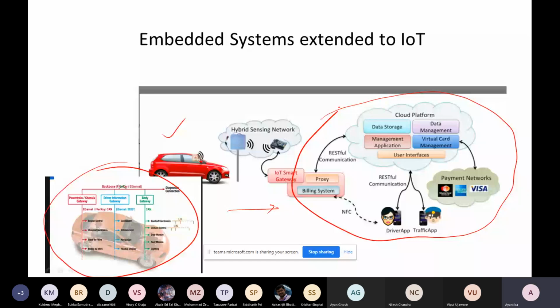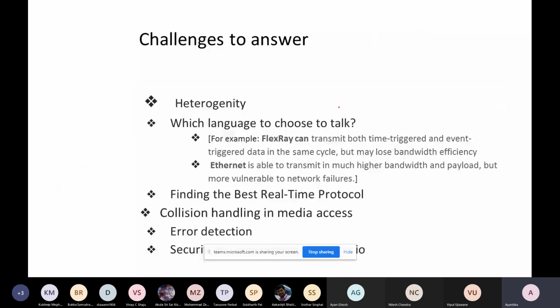So here, in the subject, what are the challenges we are trying to answer? We are trying to answer how we are going to handle this heterogeneity. First of all, there are different types of requirements, different bandwidth, data transfer rates, everything is different. How are we going to handle this heterogeneity? Next, which language to choose to talk? Here we have given one example of FlexRay. Let's forget this example as of now, because we will take it later on when you get matured and habituated with the subject.